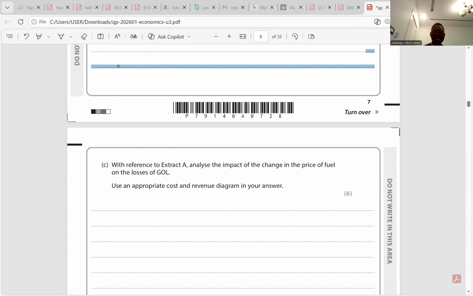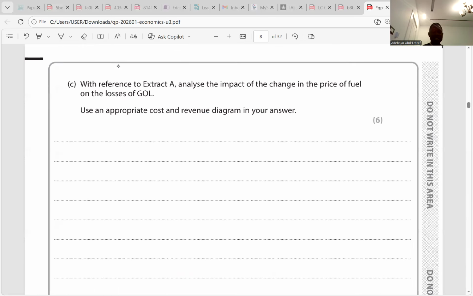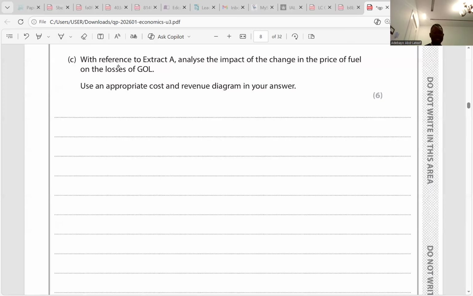Yeah. So this was as a result of increasing cost of production. It simply means the cost of production for Azul and Gol continues to rise over time based on the fact that the price of oil is increasing. So they said we should use an appropriate cost and revenue diagram to show our answer. Did you do that?